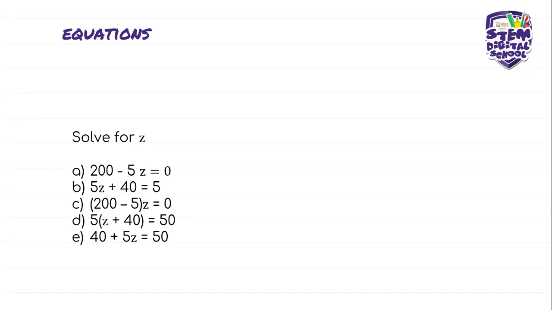I see Nosipo is already, in fact, not only Nosipo, but there are 2 learners already. Lee has already done the first one. Lee says that the answer there will be 40. The value of Z is 40. And I see there's no name. I just see the picture there.